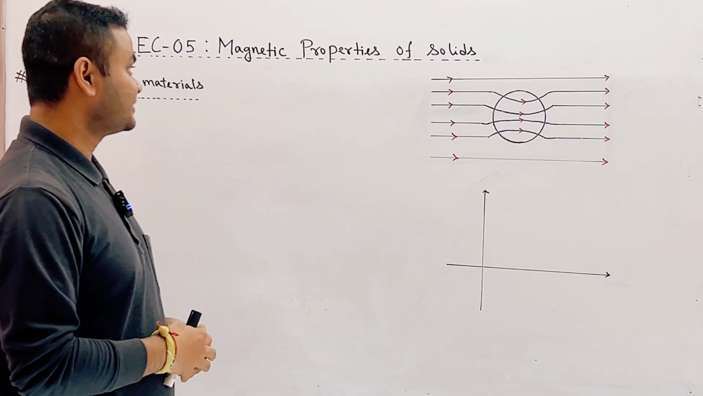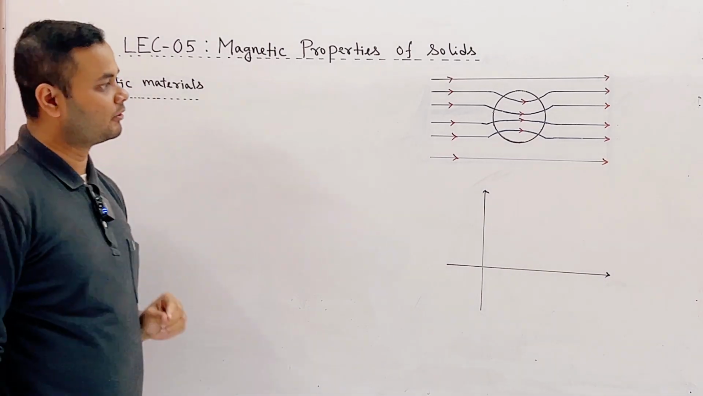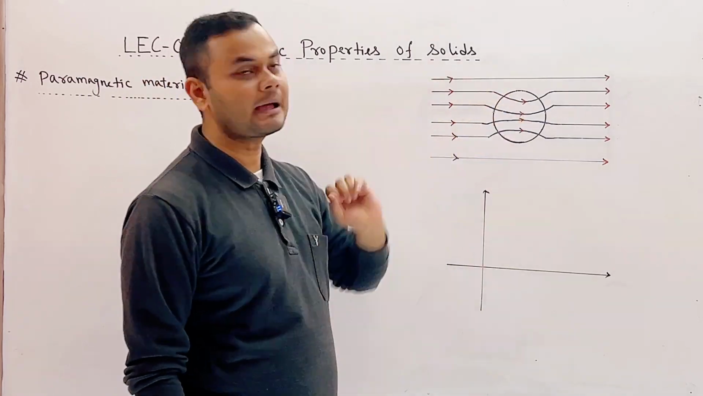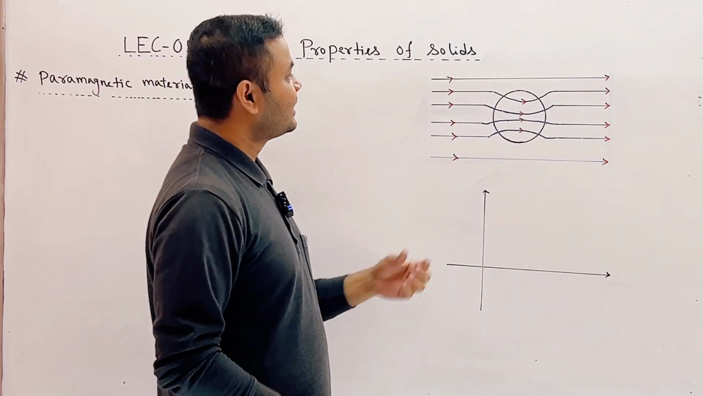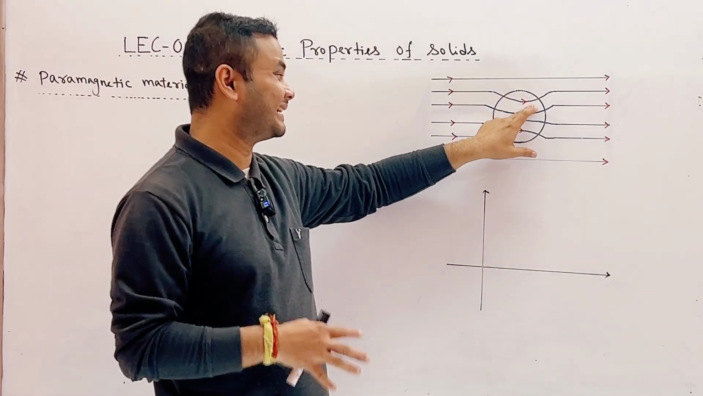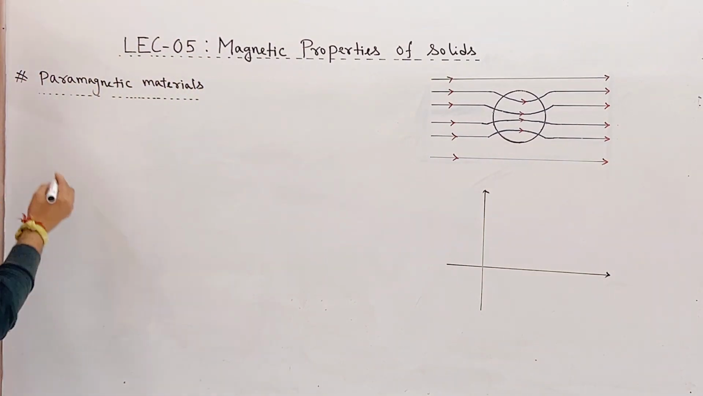Next, let me discuss some important points regarding paramagnetic materials. Number 1. A paramagnetic material always attracts the external magnetic field. It is because in external magnetic field, a paramagnetic material is magnetized along the field direction.